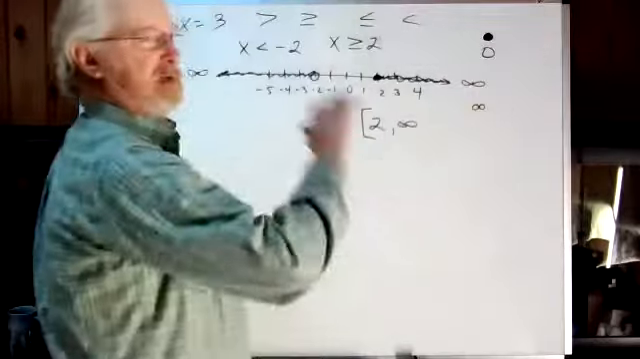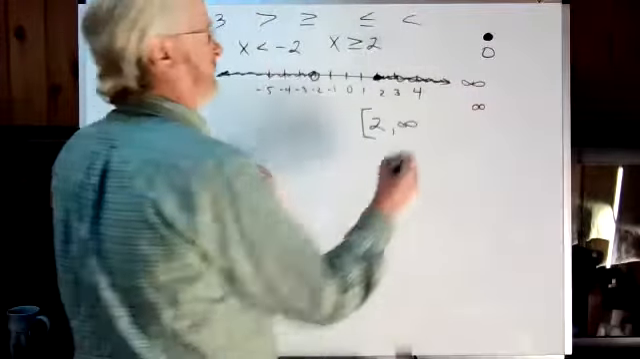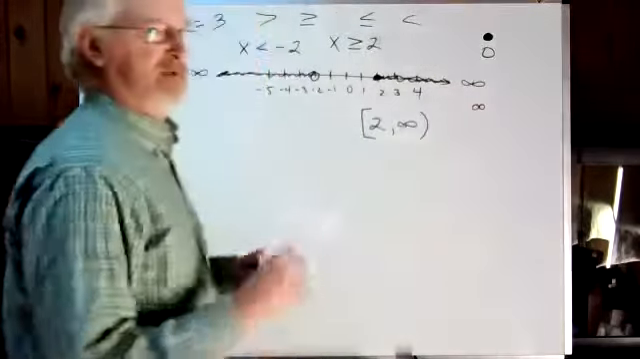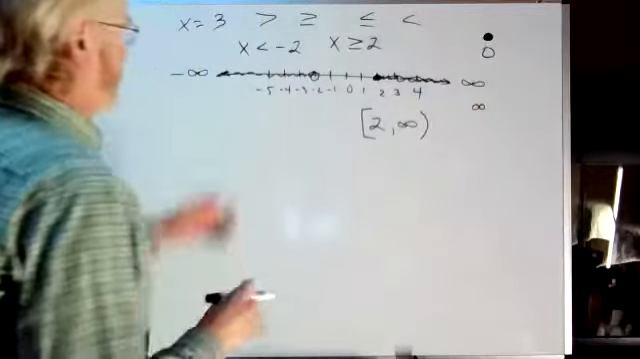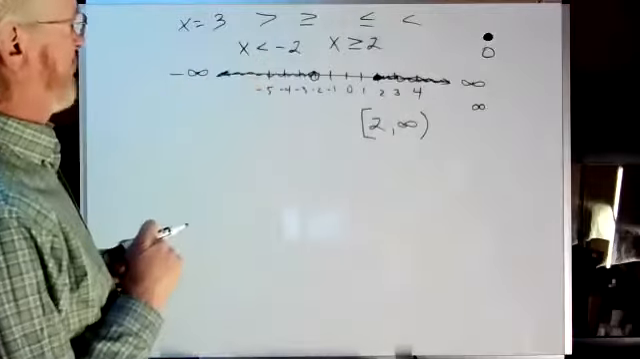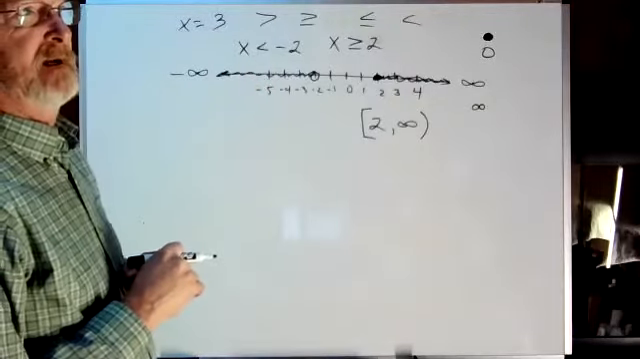Infinity is just a concept, goes on forever. It's not a specific value. We always put a parenthesis around the infinity side. Okay. My other one over here, strictly less than -2.